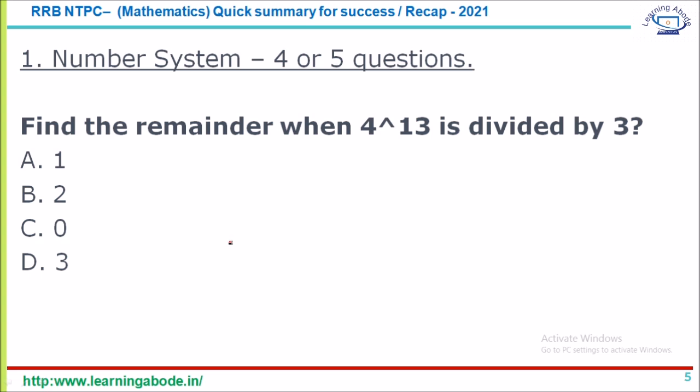The first title given in the syllabus is number system. So in numbers, you can expect about 4 or 5 questions, pertaining to unit digit, divisibility, remainders, and perfect squares, cubes. Even the generic ones which don't belong to any other topic, you can categorize under numbers. Here I have a sample question which talks about finding the remainder.